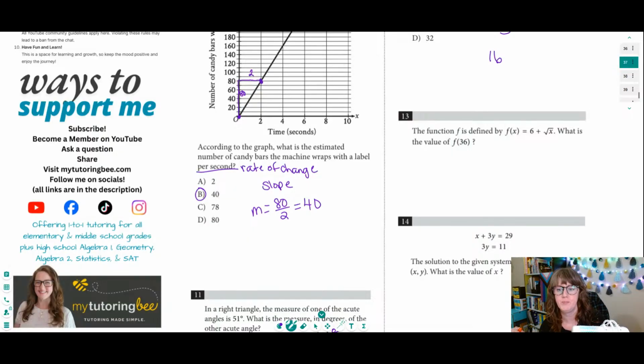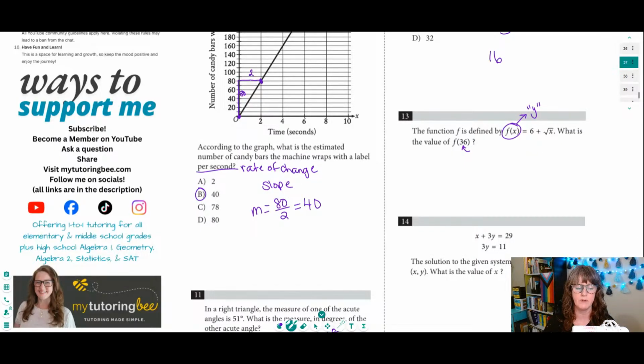Number 13, the function f is defined by f of x equals 6 plus the square root of x. What is the value of f of 36? If you watched my last live stream, live or on the replay, we went over what it means when there's a number inside the set of parentheses, and also what f of x actually means. Remember, this is just another way of writing y. It's the function of x.